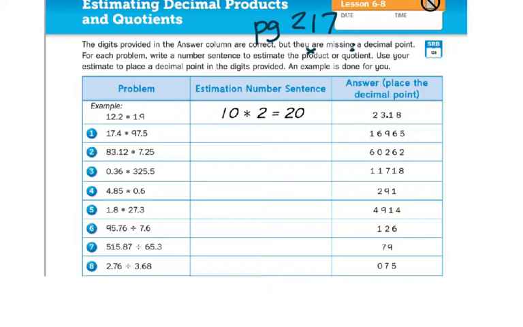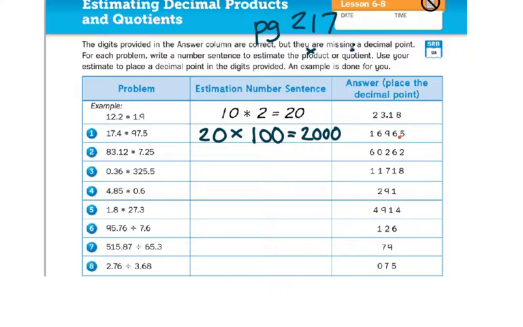Number 1, 17 and 4/10. Remember, I'm going to make this easy. 20. 97 and 5/10, closest to 100. 2 times 1 is 2 with 3 zeros behind it. Where would I put my decimal point so my answer is closest to 2,000? I'd have to put it here between the 6 and the 5 to get 1,696 and 5/10.